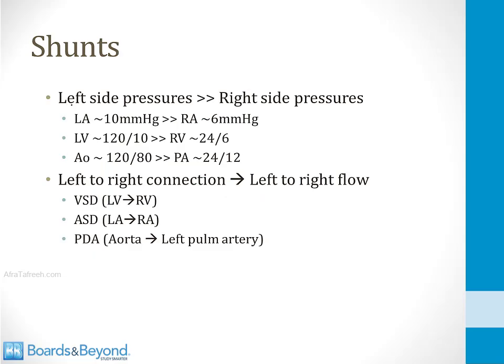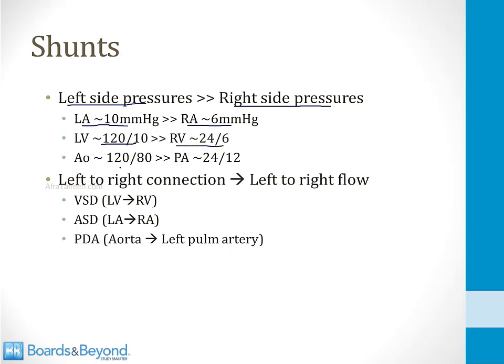Under normal circumstances, the left-sided pressures in the body are always greater than the right-sided pressures. For example, the normal left atrial pressure is about 10 millimeters of mercury, which is more than the right atrial pressure of about 6. In the left ventricle, a normal pressure is about 120 over 10 compared to the right ventricle, where it's about 24 over 6.